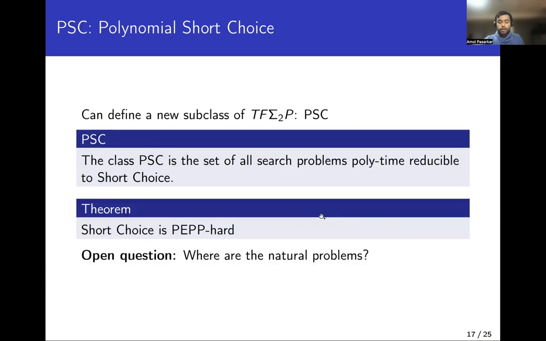So accordingly, we can define the class PSC, polynomial short choice, as the set of all search problems that are polynomial time reducible to short choice. And in the same way that PLC is more expressive than PPP, we can use a similar dual proof to show that short choice is actually PEPP hard. And in that sense, PEPP is included in the class PSC. The open question then becomes, what are the natural problems that belong to this class PSC?